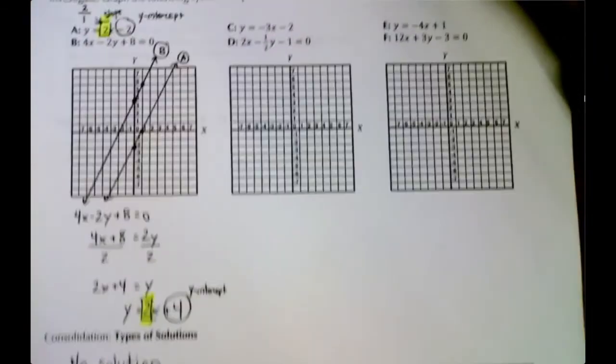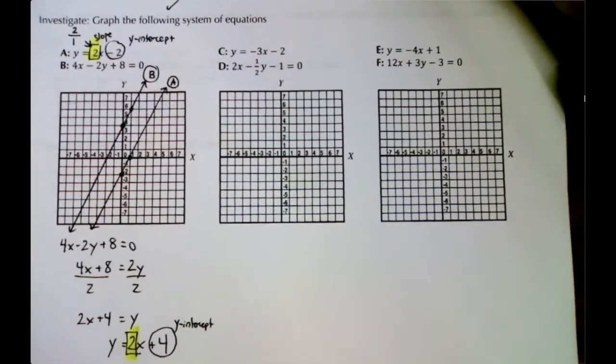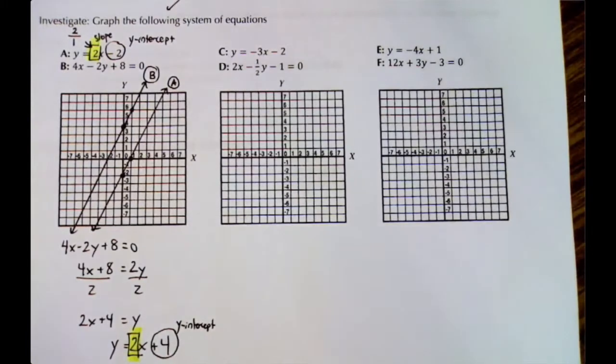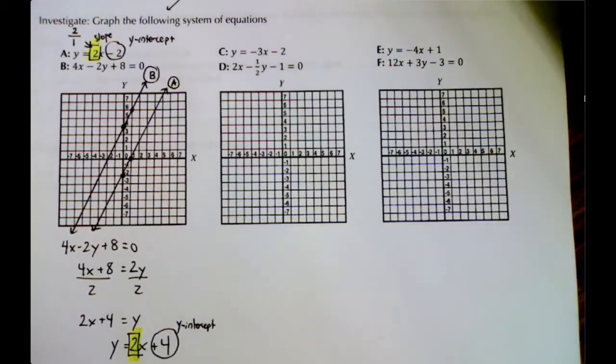All right, let's look at our second system. Our second system is y equals negative 3x minus 2 for our first line, and the second line is 2x minus half y minus 1 equals 0. Well, our first equation again is in y equals mx plus b format, and since we're getting pretty good at graphing lines, we're going to go through this one a little bit quicker.